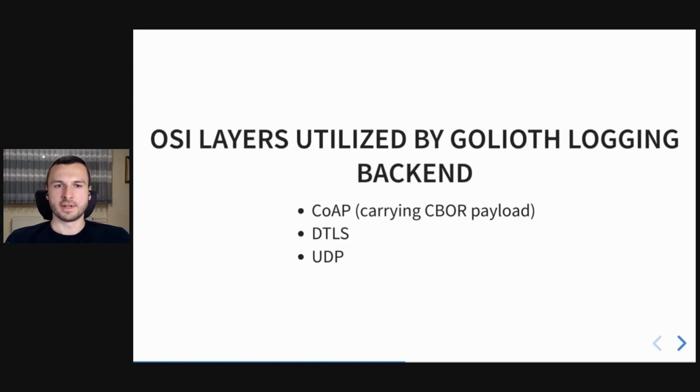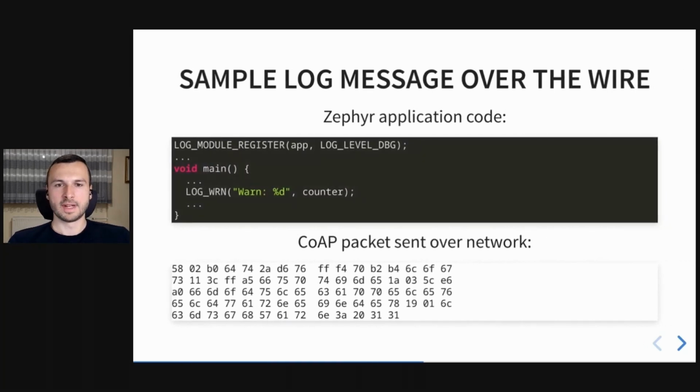So those are the OSI layers that are used for sending logs to the Golioth backend. And we'll talk today mostly about the CoAP carrying CBOR payload, but there is DTLS that provides security, and there's UDP, which means that we'll use datagrams. So let's see how the log messages look over the wire, how they are sent over the network.